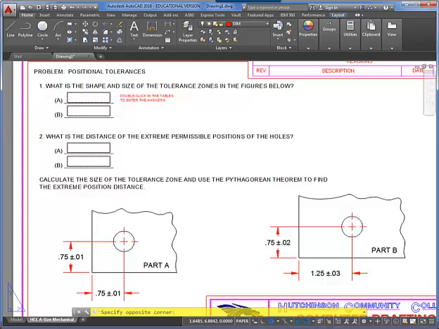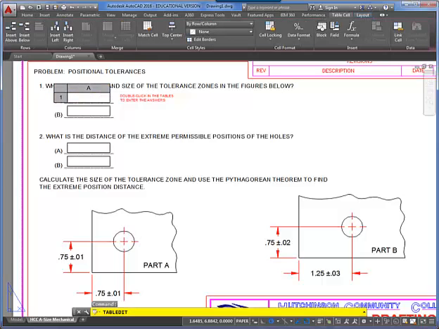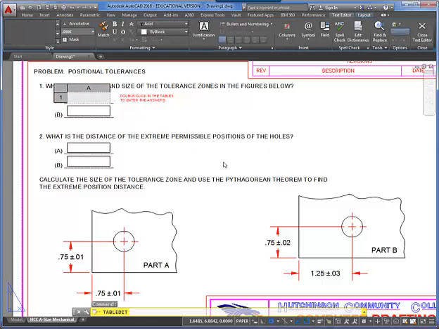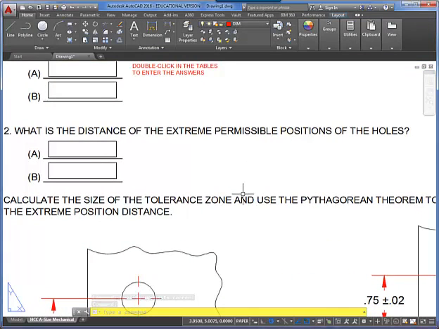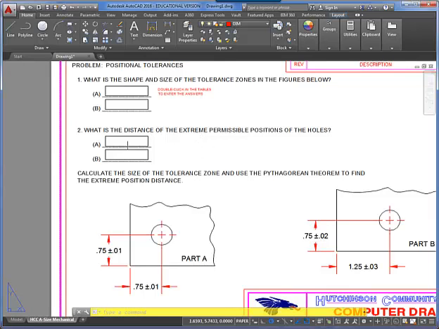And these are little tables. You can double click on them and then type in your answers in there. And then what is the distance of the extreme permissible position of the hole? So that's where you're going to use your Pythagorean theorem. So if it's 0.05 by 0.05, then you're going to square those, add them together, and find the square root. And again, if you need help, if it's been a while since you did the Pythagorean theorem, let me know.